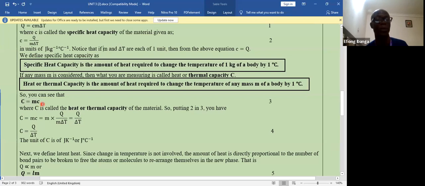Okay, so if it is not in your book like this, please take note of it. I have written it like this. That's my equation 3, to help you to be able to solve some problems.